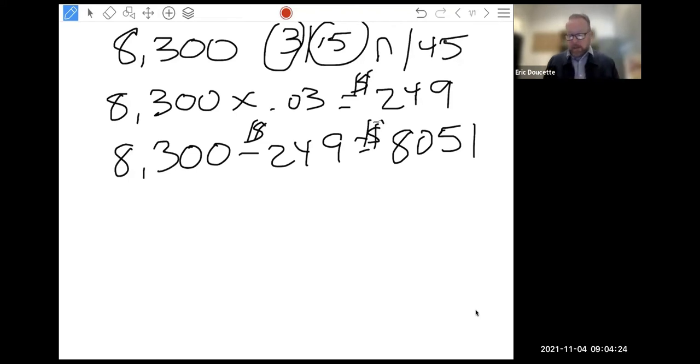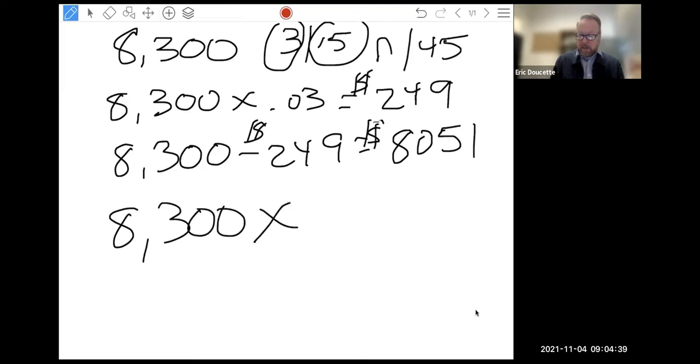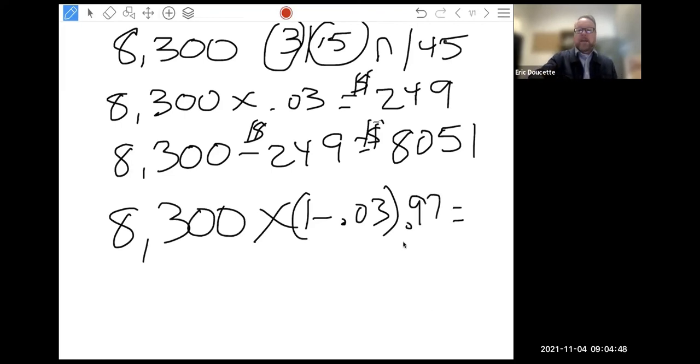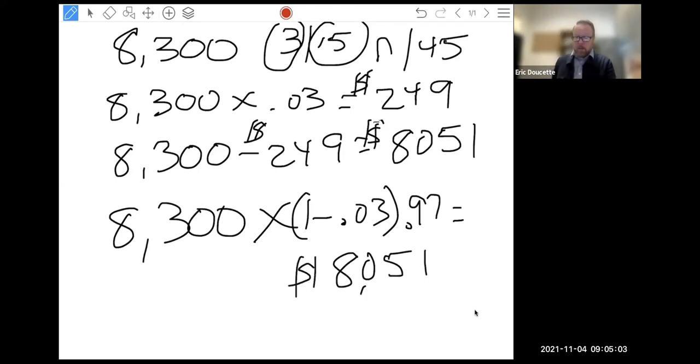Now, there's another way to do this that makes it a little bit easier. You might say, I don't want to know how much the discount was. I just want to know how much the new net price was after the discount. So again, you could have taken the 8,300 and multiplied that by the equivalent of the 3%, which would have been the same thing as 97%. So if I take 8,300 times 0.97, it's going to give me the same answer, 8,051. So that was the new net amount I owe if I get the cash discount.